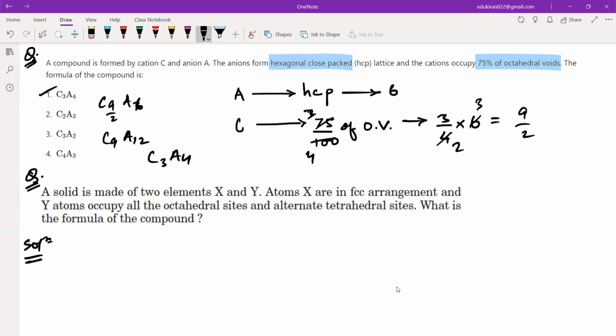So I want to ask, alternate tetrahedral sites, what will be inside it? This is a bit confusing. Alternate tetrahedral sites. Yeah, you try first. What do you think? Where are the tetrahedral voids? You have to know that. Total there are 8. Correct.